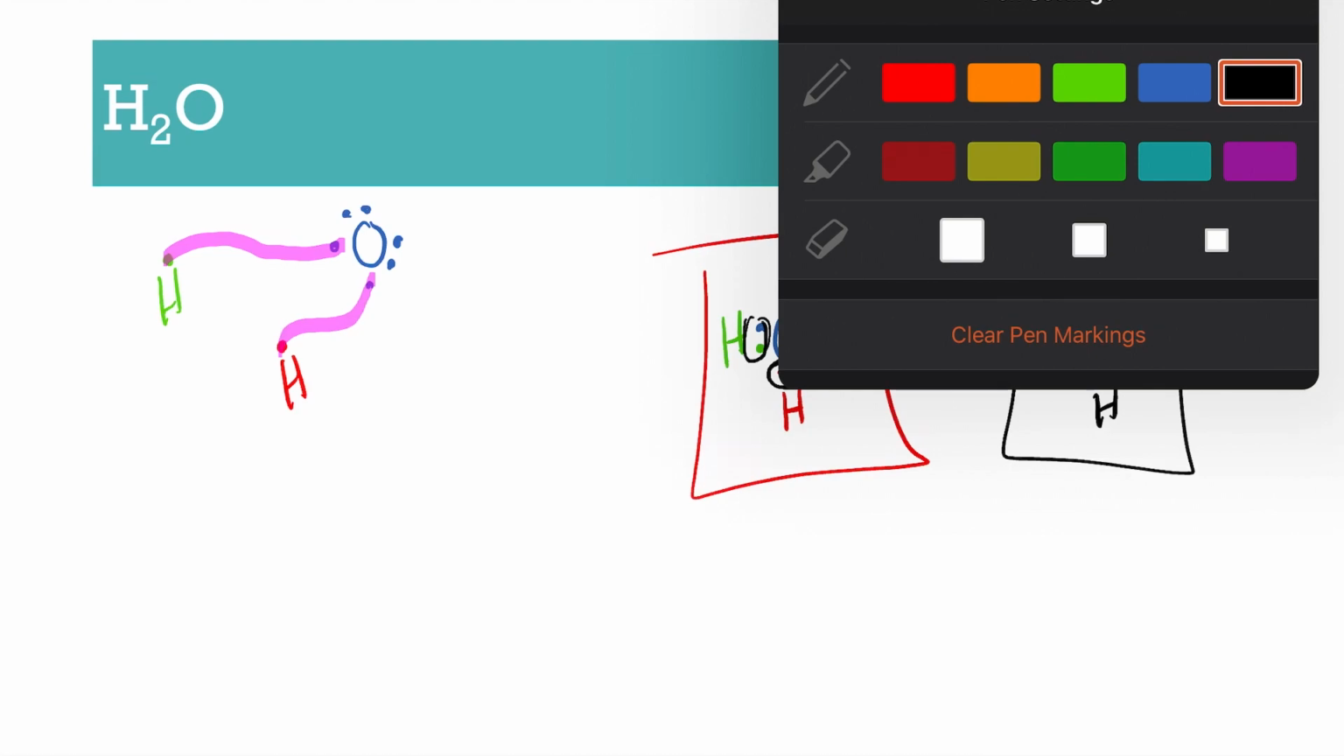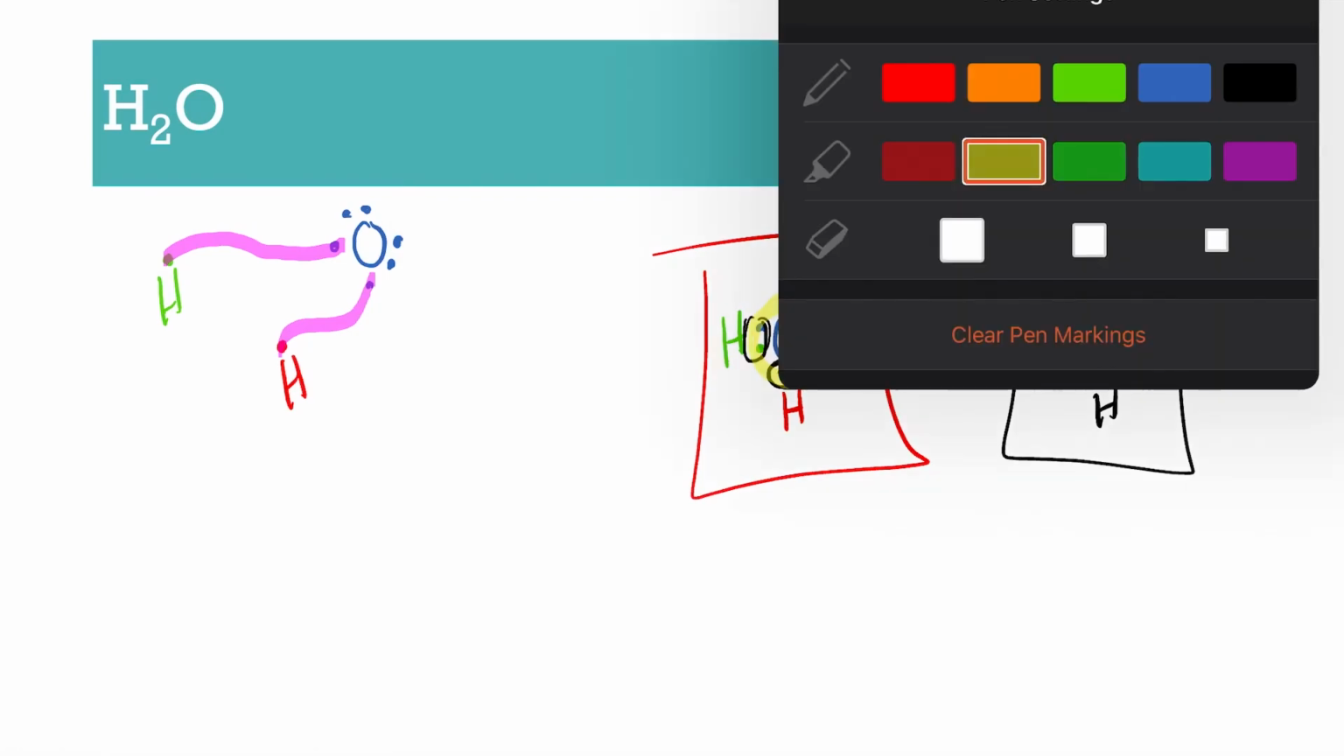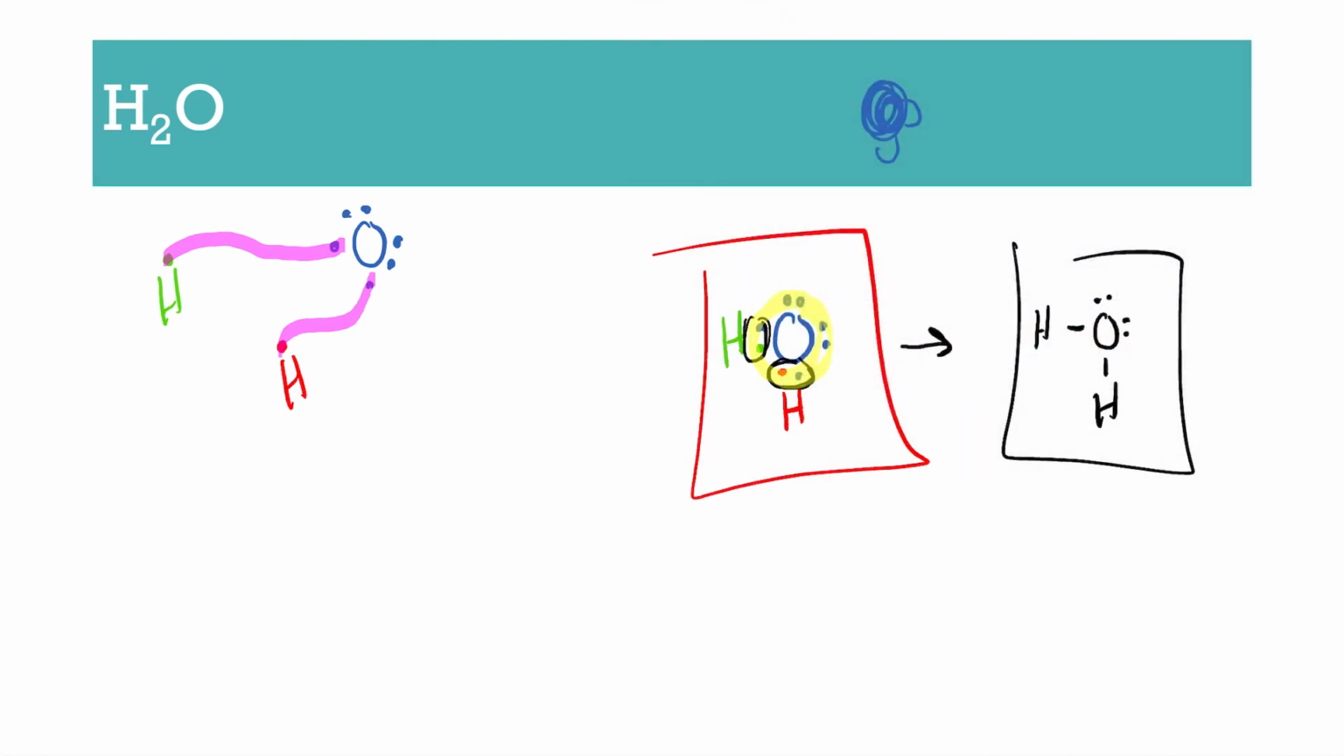Now, if we look at it, remember every element wants to have a full valence shell. So oxygen now has 8 valence electrons. It's happy. Hydrogen, remember, can only hold 2, so that hydrogen's happy, and the other hydrogen is happy. So that's kind of a good way to check.